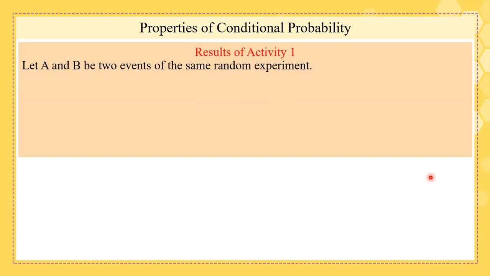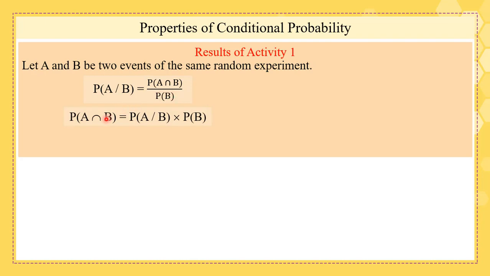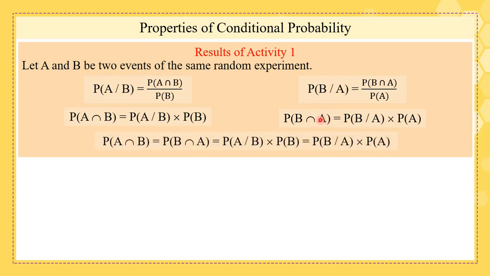Now let's see the results. A and B are two events. P of A given B is P of A intersection B over P of B. From here we can tell that P of A intersection B is P of A given B times P of B. And this is also similar. P of B given A is P of B intersection A over P of A. And if we cross multiply, we get B intersection A is B given A times A. And if we just compare these two results, they are the same because A intersection B is the same as B intersection A. So we can say that the probability of A given B times B is the probability of B given A times A.